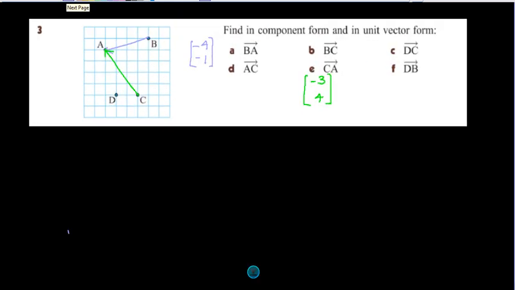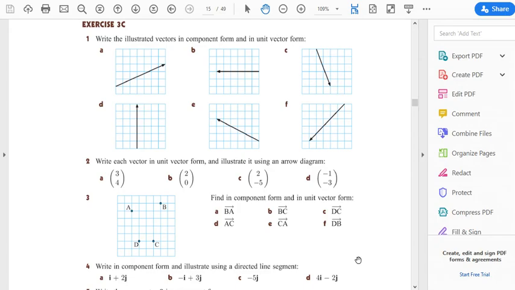We said don't worry about question 2. You should be able to do it, but write each vector in unit vector form and illustrate it using an arrow on a diagram. So we already knew this one. That was 3, 4. So that would be 3i plus 4j. This would be just 2i, and so on. So we went, yes, stuff that. Question 3.